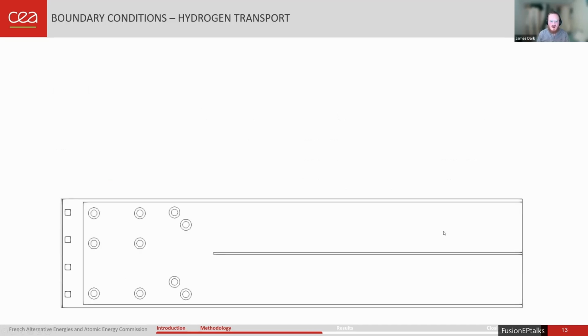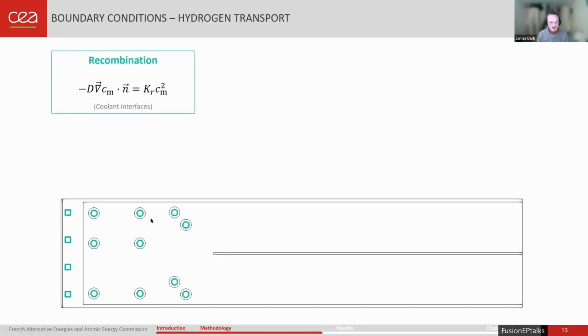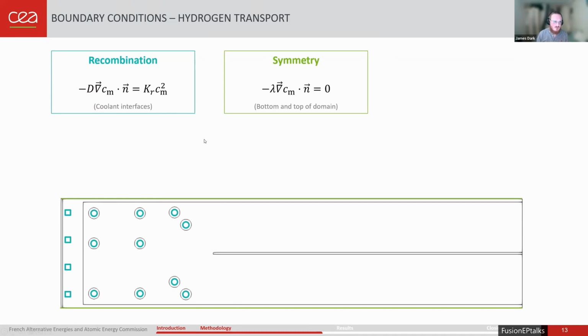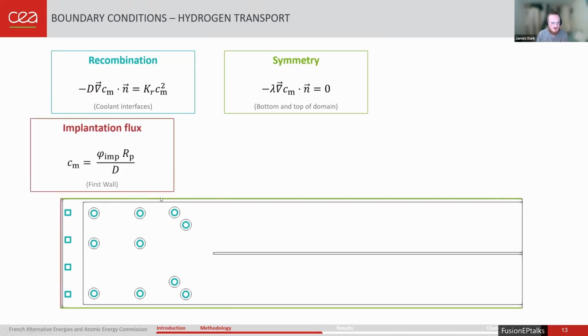In terms of our boundary conditions for the model, for the tritium transport in particular, we consider a recombination boundary condition at the coolant interfaces. So in this case, it'll be water at nuclear conditions. So it's like what, 155 bar and 300 degrees, or 15.5, I'm not sure, and 300 degrees C. We consider just a symmetrical boundary condition on the top and bottom, as we're going to be having multiple ones of these on top of each other.